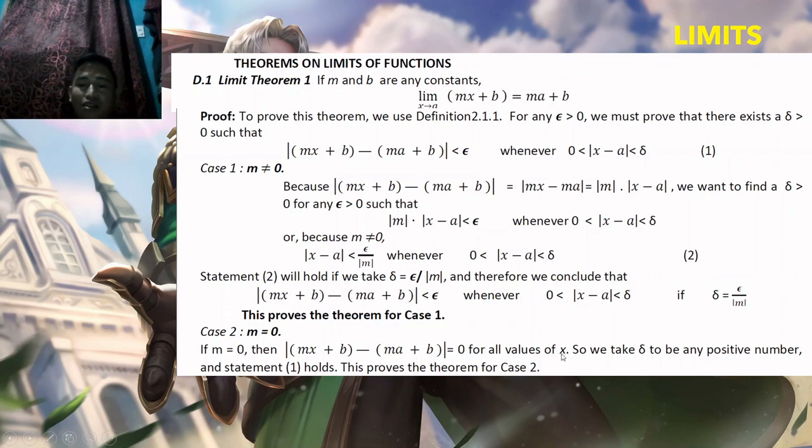So for all values of x, this is 0. So we take delta to be any positive number. What can we do, class? If we take delta to be any positive number, class, then it is sure that this is always less than epsilon, whenever this x minus a, class, is always less than delta.